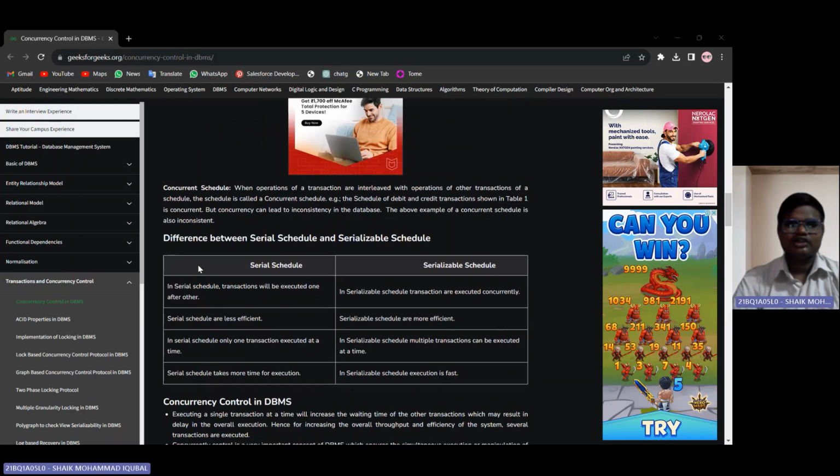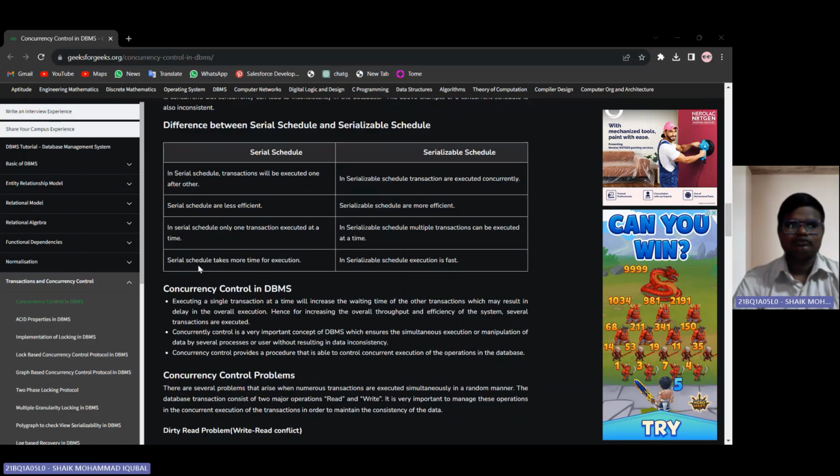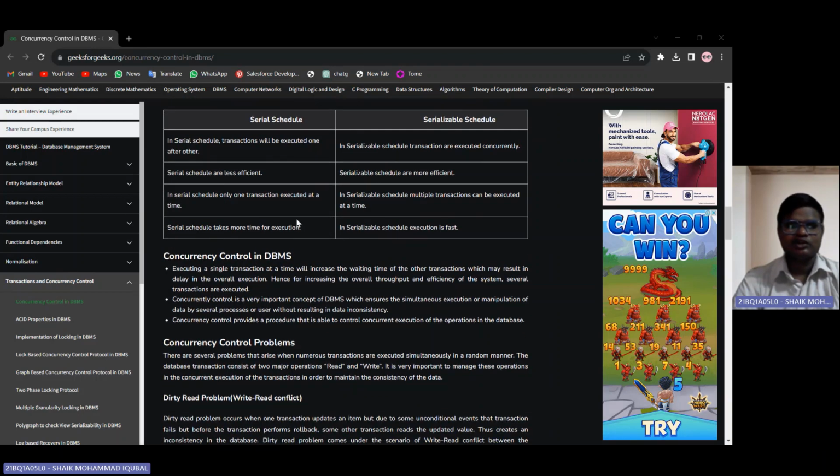The above example of a concurrent schedule is inconsistent. Difference between serial and serializable schedule. In a serial schedule, transactions are executed one after the other. In a serializable schedule, transactions are executed concurrently. Serial schedules are less efficient. Serializable schedules are more efficient. In a serial schedule, only one transaction is executed at a time. In a serializable schedule, multiple transactions can be executed at a time. Serial schedule takes more time for execution. In a serializable schedule, execution is fast.